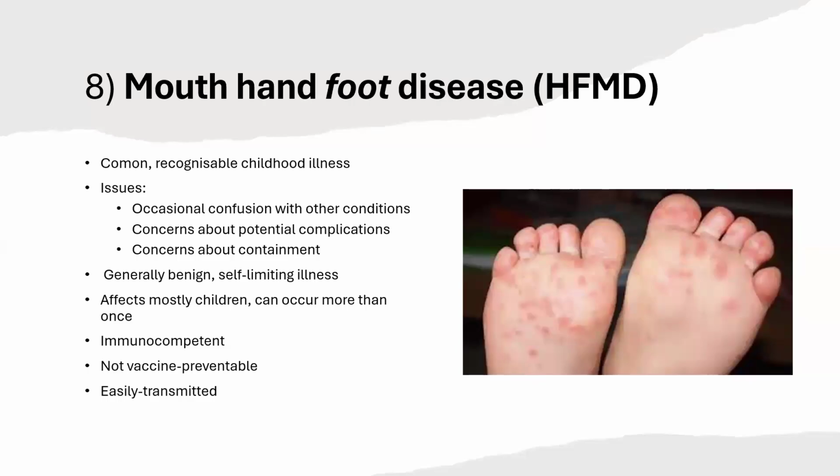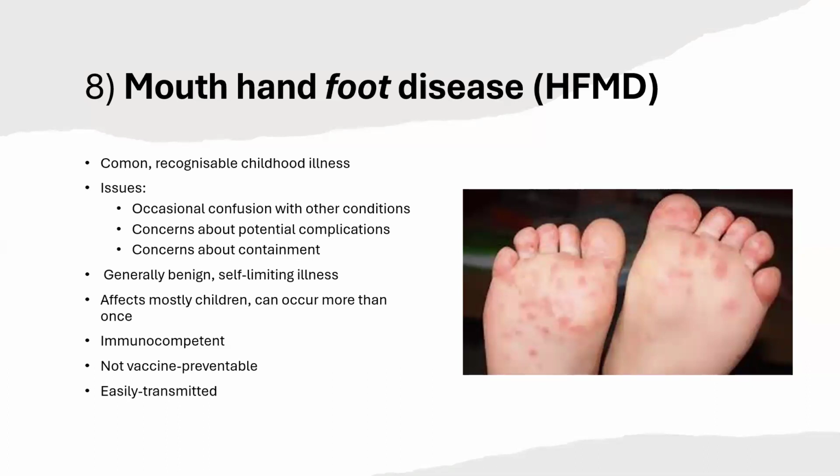This is, especially at the moment, I'm sure everyone knows someone who might have had it, a child, obviously. It's a common recognizable childhood illness. There is a particular picture to it. The issues here are, it can sometimes be confused with other conditions. You might be worried about potential complications, and then there's the concern about, can this child go to school? It's usually a benign, self-limiting illness.